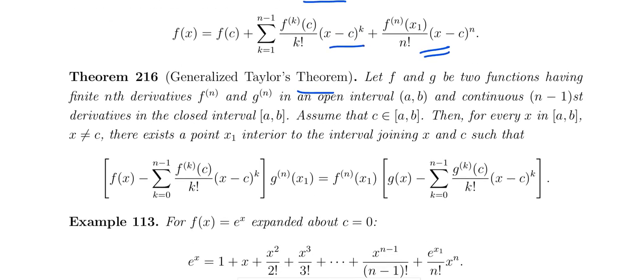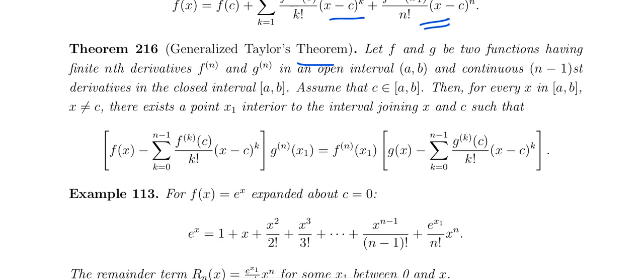Actually, Taylor's theorem is specific. Take f and g, two functions having the nth derivative, that is f power n and g power n, in the open interval (a, b), with the n minus 1th derivative continuous on the closed interval [a, b], and c is any point in the closed interval [a, b]. Then for every x in [a, b], x is not equal to c, there exists some point x1 interior to the interval joining x and c such that this is equivalent to this one. Okay.